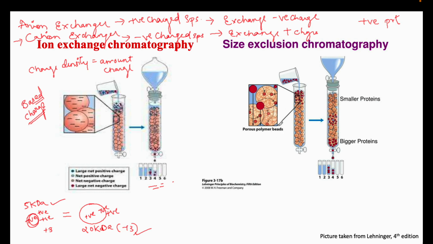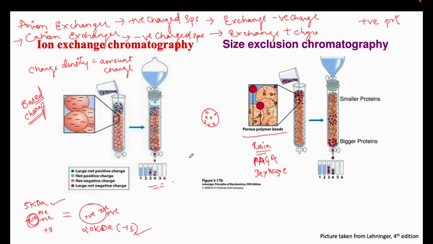Whereas what happens in size exclusion chromatography? So in size exclusion chromatography, we pack the column with porous polymer beads, and this polymer could be any resin which is used. Okay, this could be polyacrylamide resin, or dextrose resin. Okay, depending upon what is our application, it could be any type of resin. And these resins are porous and they have pores on them.